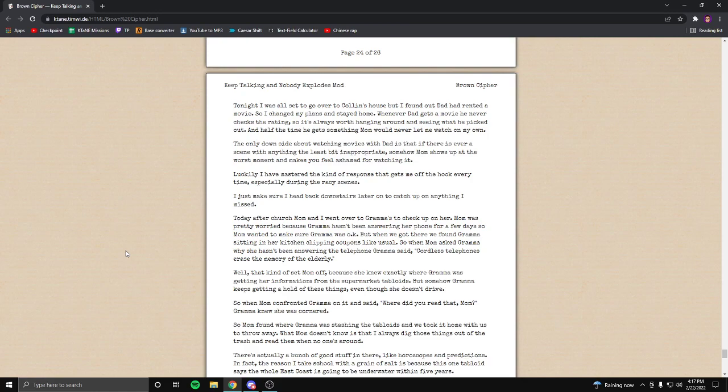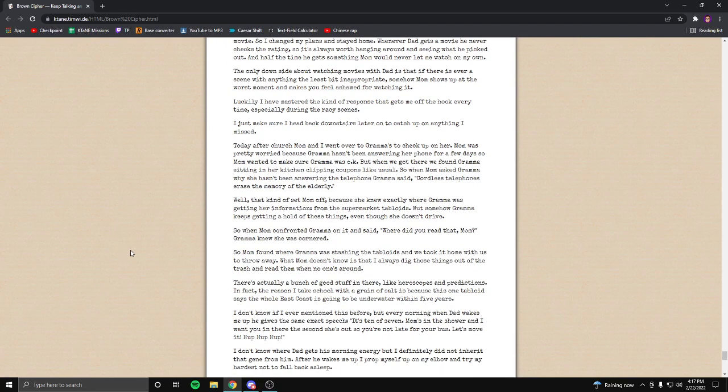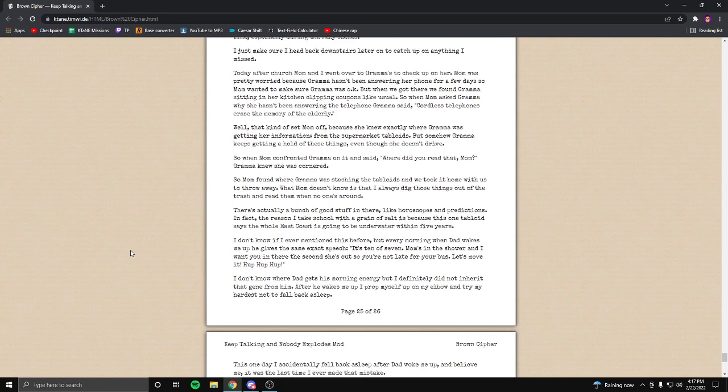Today after church, Mom and I went over to Grandma's to check up on her. Mom was pretty worried because Grandma hasn't been answering her phone for a few days, so Mom wanted to make sure Grandma was okay. But when we got there, we found Grandma sitting in her kitchen clipping coupons like usual. So when Mom asked Grandma why she hasn't been answering the telephone, Grandma said, "Cordless telephones erase the memory of the elderly." Well, that kind of set Mom off, because she knew exactly where Grandma was getting her information, from the supermarket tabloids. But somehow Grandma keeps getting a hold of these things, even though she doesn't drive.